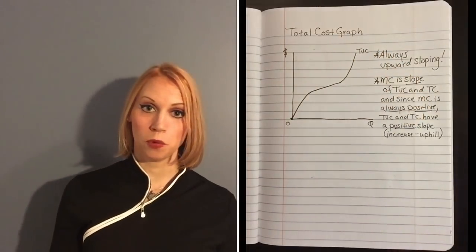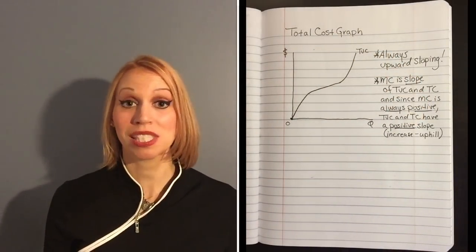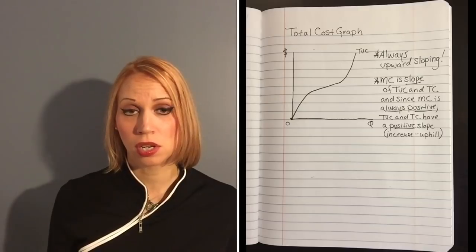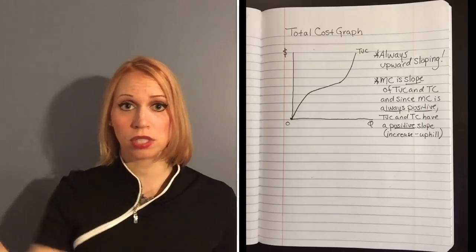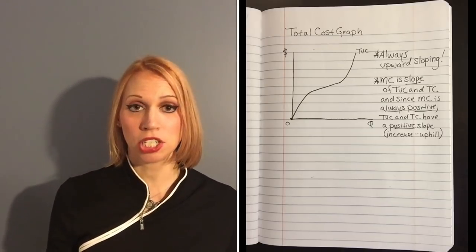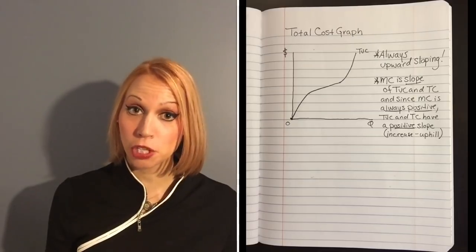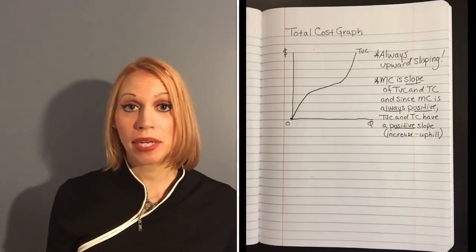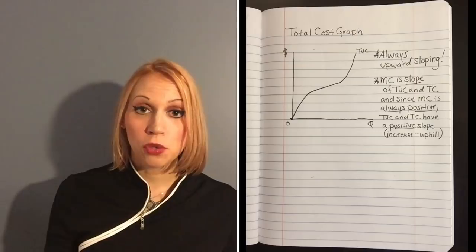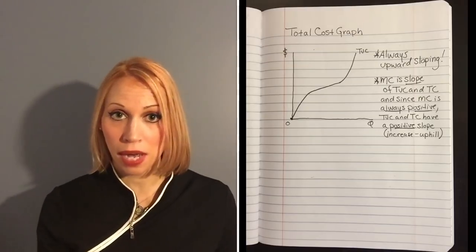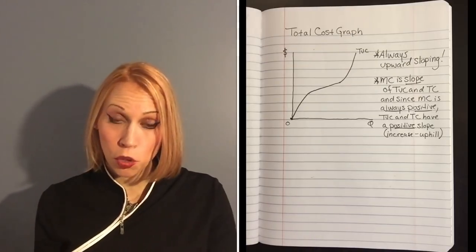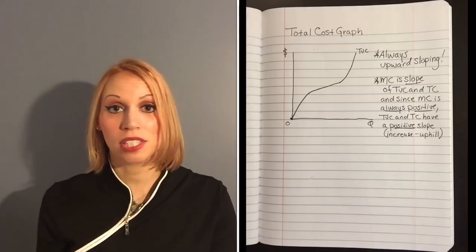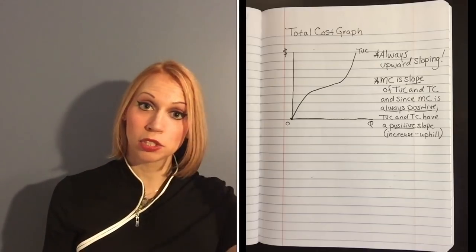Remember how we said marginal is the slope of total. That means that marginal cost is the slope of total cost. Well, remember our marginal cost curve. It's a Nike check, and it never goes negative. It's always positive. So if your marginal numbers are always positive, then that means that your total curves always have a positive slope. That means they're always increasing.